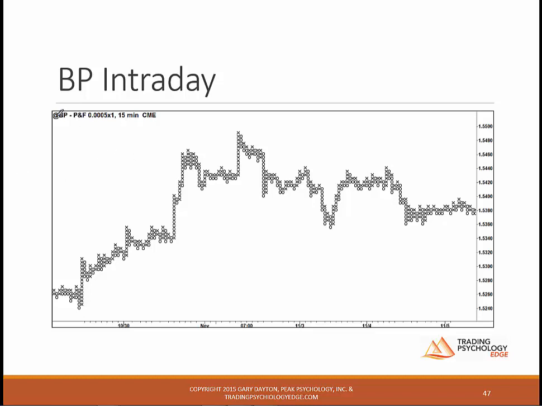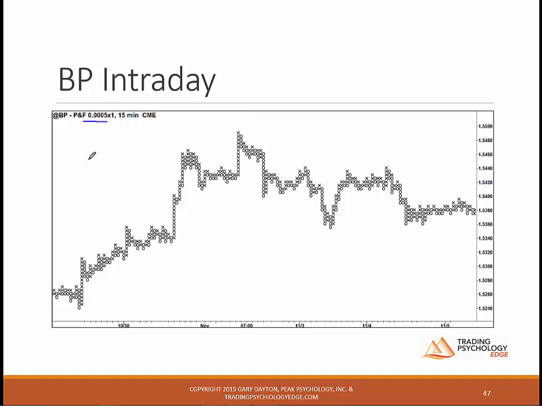All right, so let's take a look at the British pound on the intraday. Now, this is a 1-by-1 figure chart, but not in the way that you're thinking about it. I'm breaking this down so that each box is 0.0005. So it's five pips basically, and then the reversal is 1.